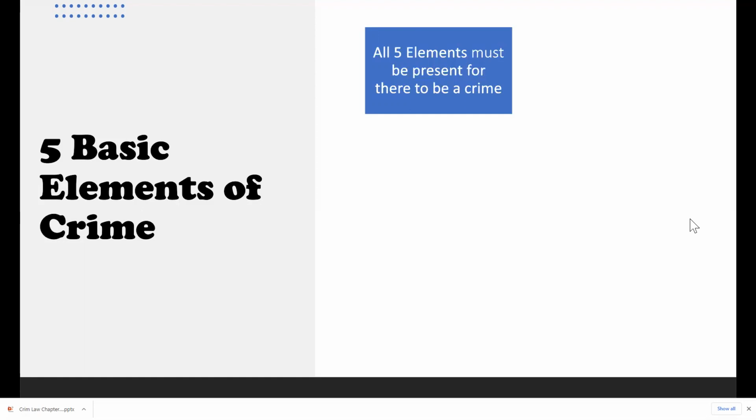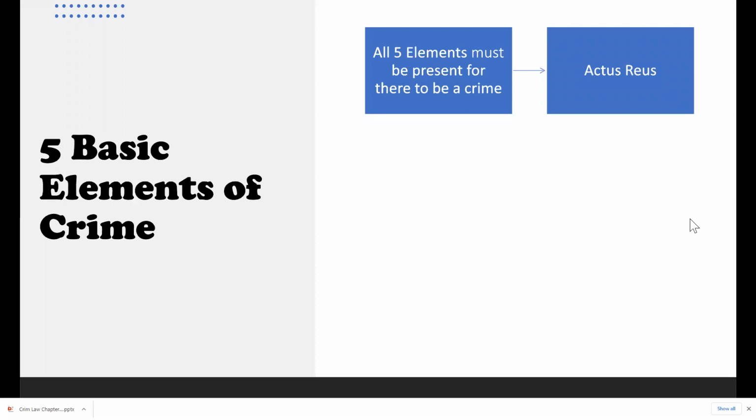That's what you really need to start focusing on, because when we start getting into crimes, we're going to learn the elements of each crime, and if one element is missing, then that crime did not happen. The first element is what we call the actus reus. We're going to go over these individually.